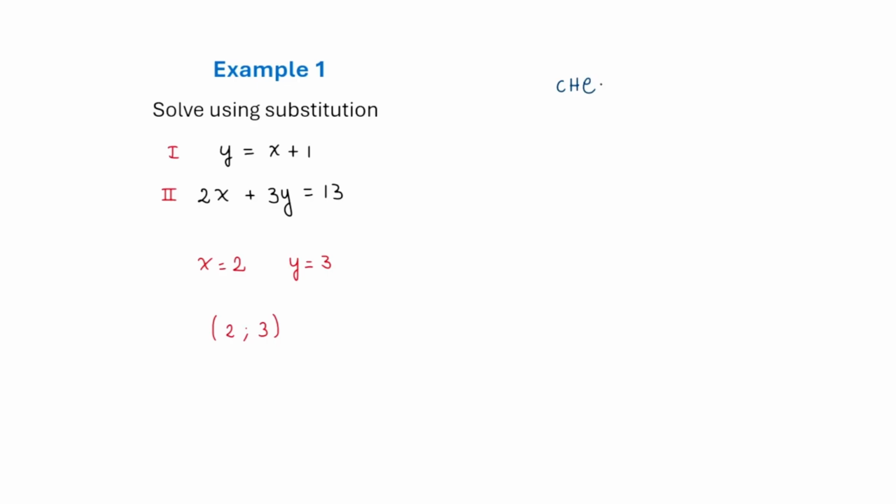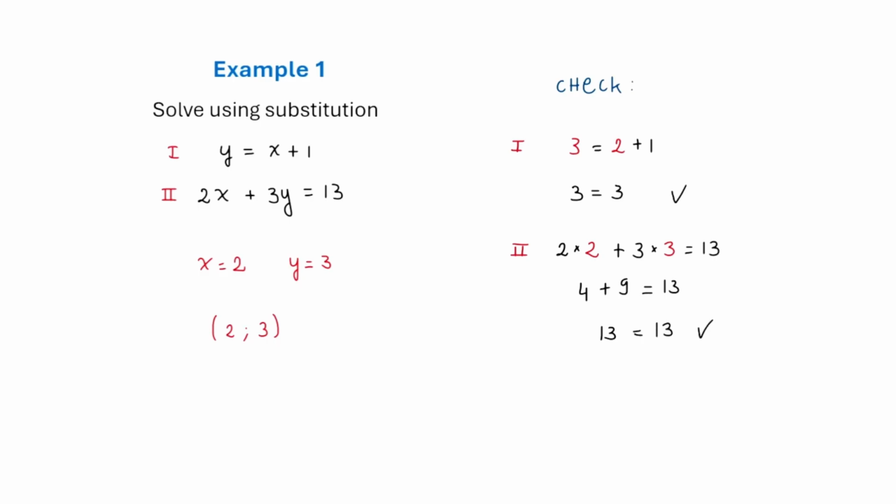To verify this, we substitute x = 2 and y = 3 into both original equations. In equation 1, 3 = 2 + 1, so 3 = 3. This verifies the first equation. In equation 2, 2 times 2 plus 3 times 3 is equal to 13. That gives 4 + 9 = 13. So 13 = 13. This verifies the second equation. Both equations are satisfied, so the solution is correct.